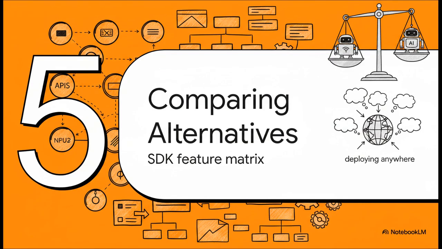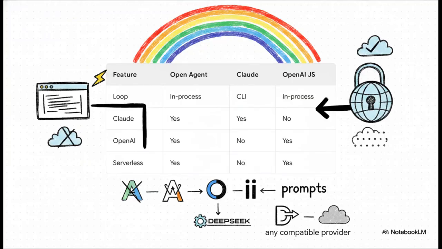All right, Section 5, Comparing SDK Alternatives. Let's look at the SDK feature matrix. Looking at the broader landscape here really puts things in perspective. If you use Anthropic's official Claude Agent SDK, you get perfect one-to-one fidelity with Claude Code because it literally runs the CLI. But you sacrifice serverless support. If you use OpenAI's Agents.js, you get a great in-process loop, but you are completely locked into the OpenAI ecosystem. The OpenAgent SDK sits right in the sweet spot. You get in-process serverless compatibility, the ability to write custom tools effortlessly, and the total freedom to route your prompts to Anthropic, OpenAI, DeepSeek, or literally any compatible provider.